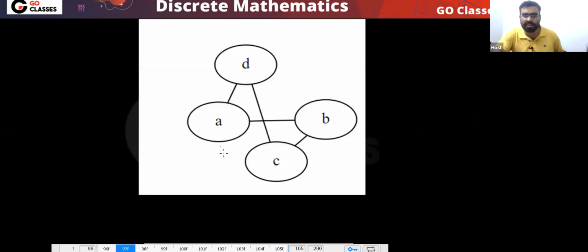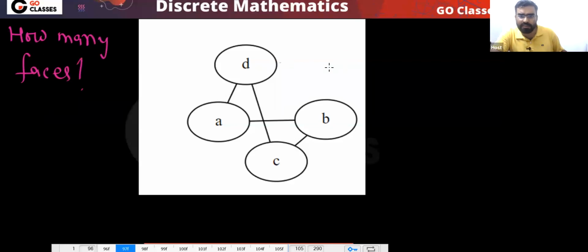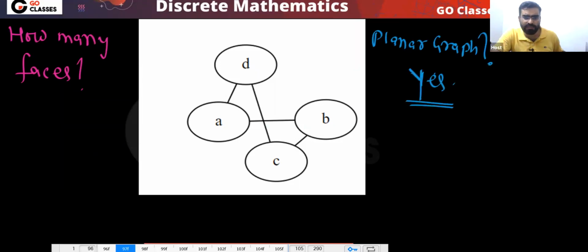And the next concept is region, okay, the next concept is face. Tell me how many faces are there in this graph? First you tell me, is this graph planar? The answer is yes. Yes, this is a planar graph. Now my question: how many faces are there in this graph?